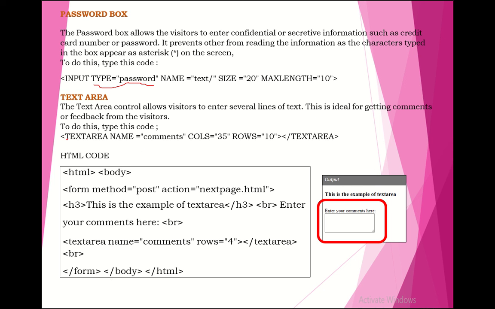To do this, type this code: textarea, without any space, name equal to comments, cols. Cols are columns. How many columns and how many rows you want, you need to mention that. Columns 35 and rows 10, textarea close. If we see here, this is our text area, name as comments and rows as 4. Text area close. So I got this as my text area with 4 rows.